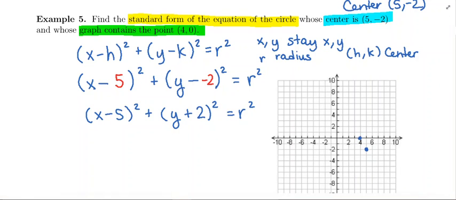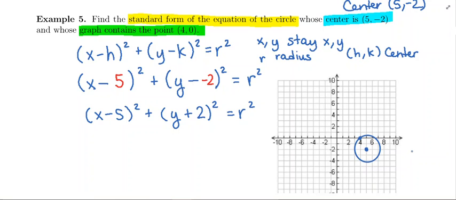Okay, so if I drew some circle, these are the only two points I really have to go on. The circle is going to look something like this. It's going to go through the point (4, 0), and it's going to be centered at this point. That's a sad drawing, but you get an idea of what it looks like. It's got a center at (5, -2) and goes through the point (4, 0). You're just trying to come up with the equation of this circle.